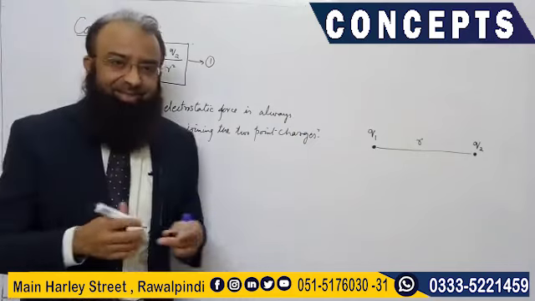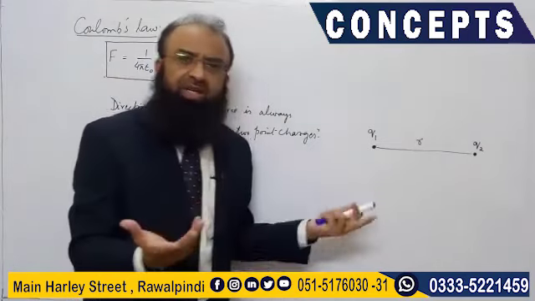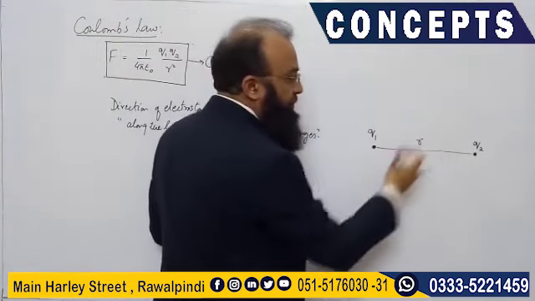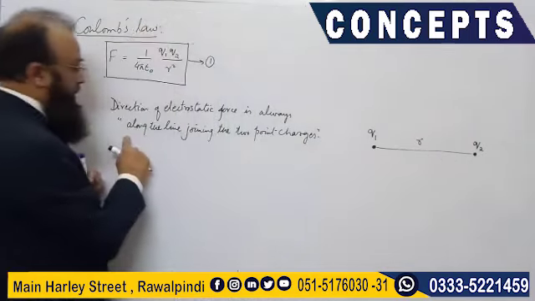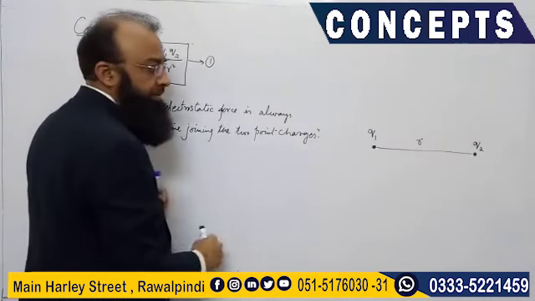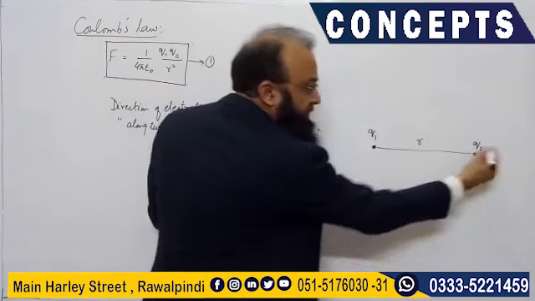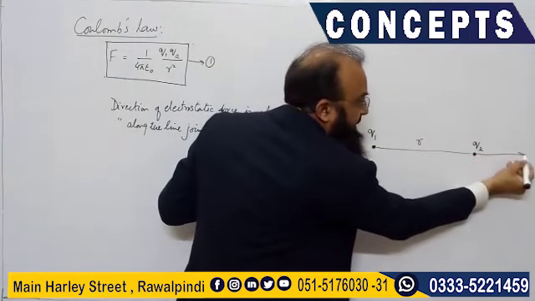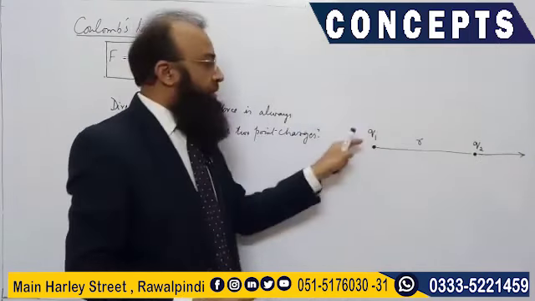Okay, we find the direction of that electrostatic force. Now, you know that like charges repel each other and unlike charges attract each other. Now, if we suppose these two charges to be like charges, suppose both are positively charged, then Q1 will repel Q2 and Q2 will repel Q1. What will be the direction of that force? Along the line joining the two points. So this is the line which is joining these two charges. So Q1 will exert a force on Q2 in which direction? In this direction. This is the direction of the force experienced by Q2 due to Q1.